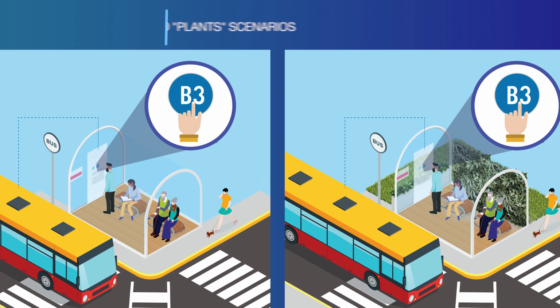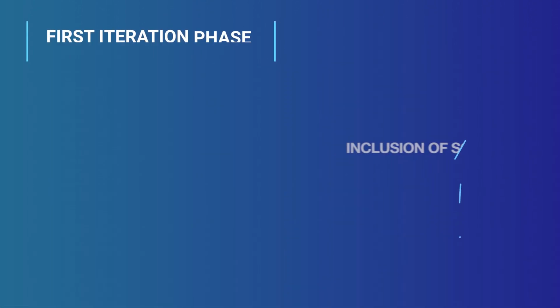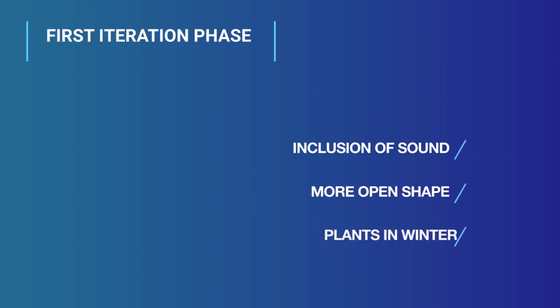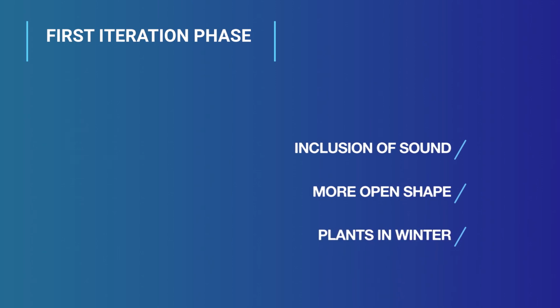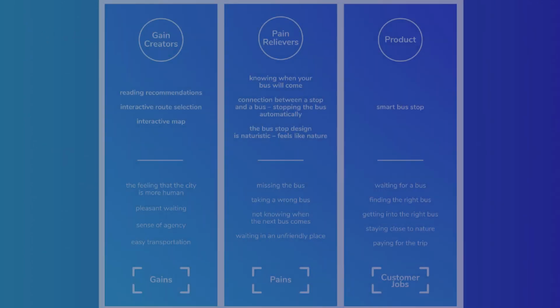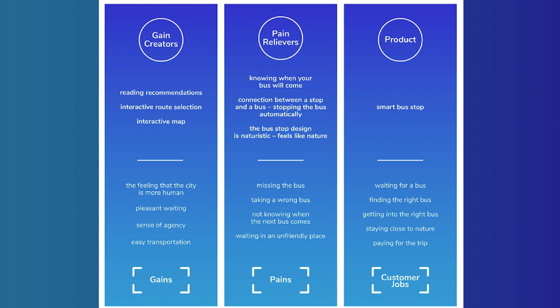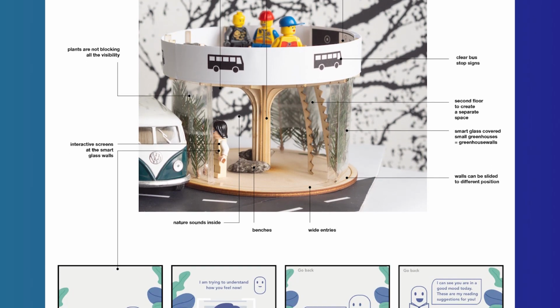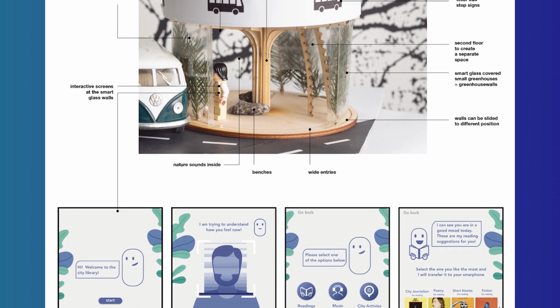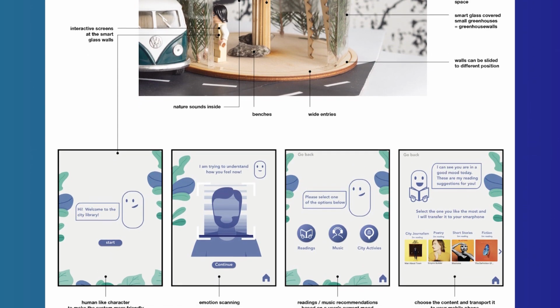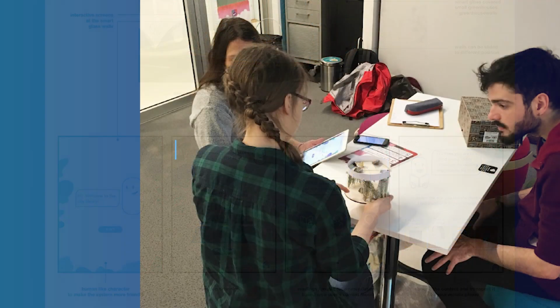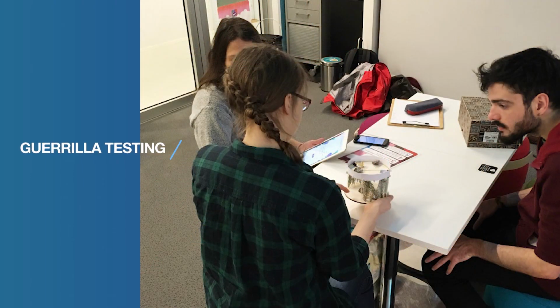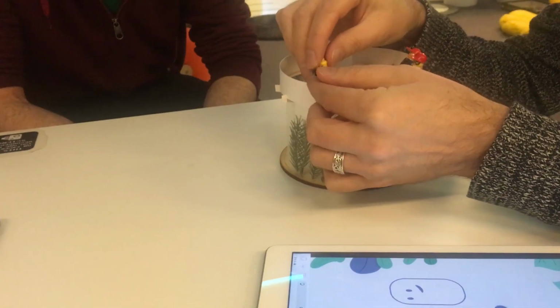Some changes were the inclusion of sound, changing the shape of the bus stop to a more open one, and taking into account what would happen to plants in winter. We knew our pains and gains, and we started to iterate the product. We created the physical prototype of the bus stop and an iterated version of the interactive screen. For the second prototype evaluation, we used the guerrilla testing technique. We started by describing the concept, then we tested the interface, and we ended up with a questionnaire.